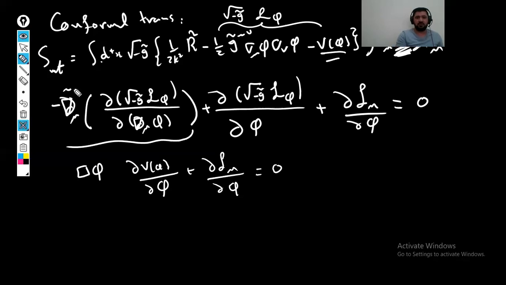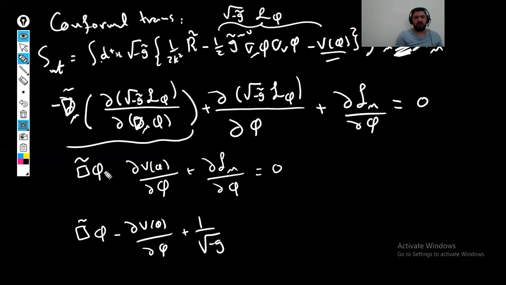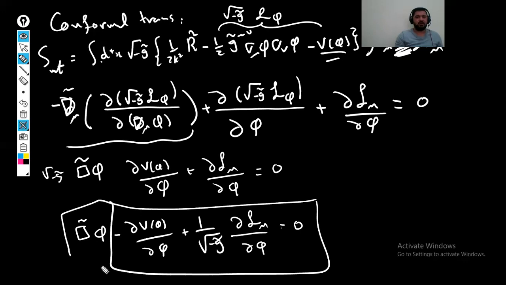We should not forget that we are working in the tilde frame, so on all of this we should put tilde. So we have here the Laplacian of phi, minus dV of phi with respect to phi, plus 1 over the square root of minus g tilde, because we have the square root of minus g tilde, so if we divide by the square root of minus g tilde, we have 1 over the square root of minus g tilde times the derivative of L_m with respect to phi. So that is like the Klein-Gordon equation for the scalar field. But now we have this term, which represents the variation of the action of the matter with respect to this scalar field.